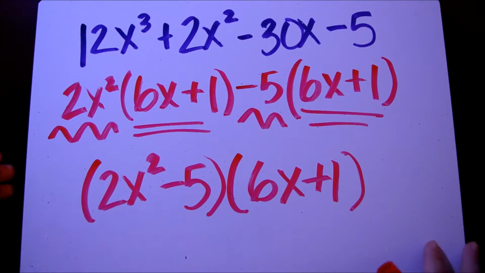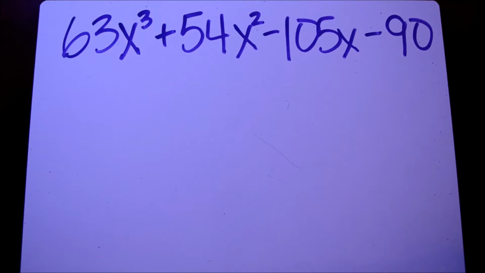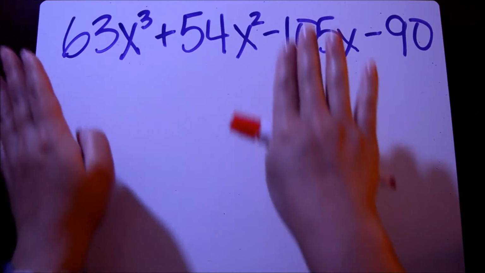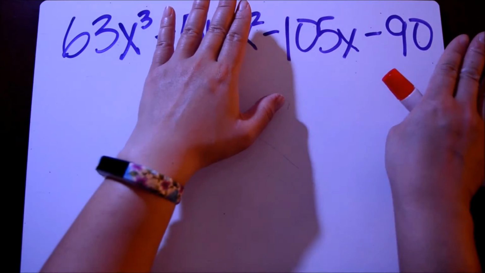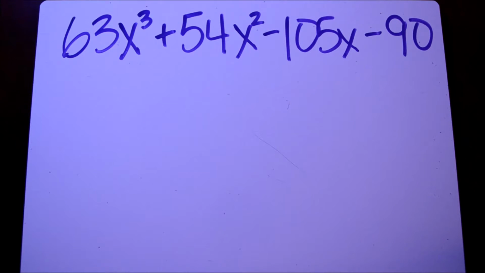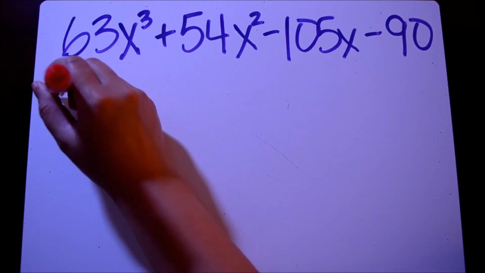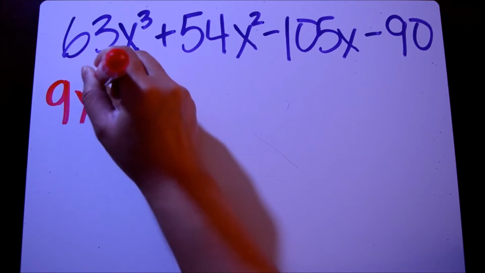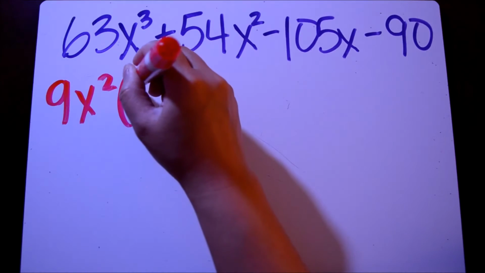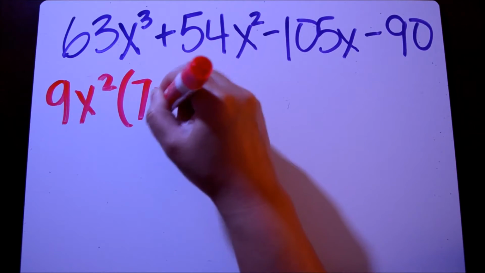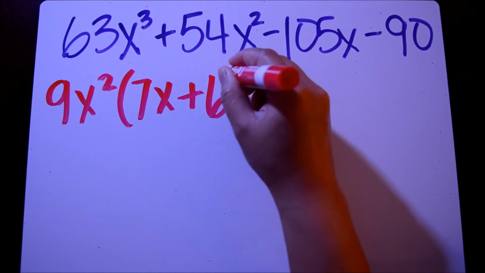Let's do one more example. Again, we want to look at the first two terms together, and then we'll look at the last two terms. So within the first two terms, the greatest common factor is going to be 9x squared. And when we factor that out, we're left with 7x plus 6.